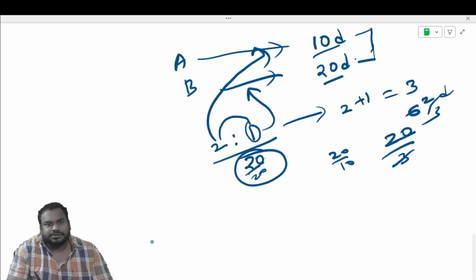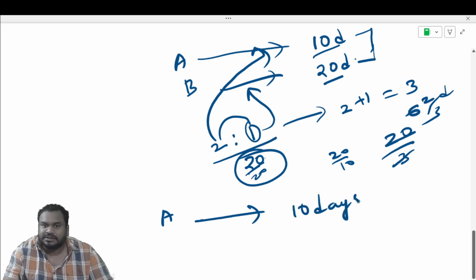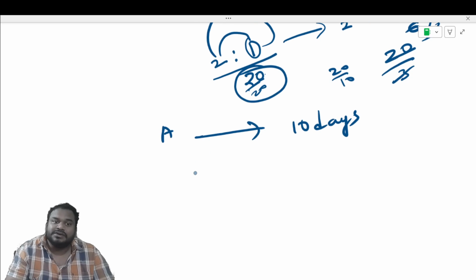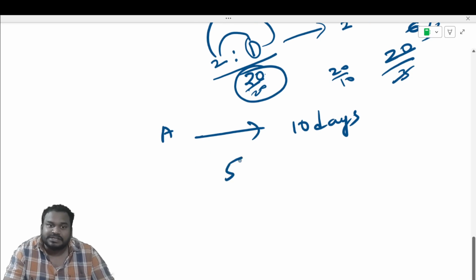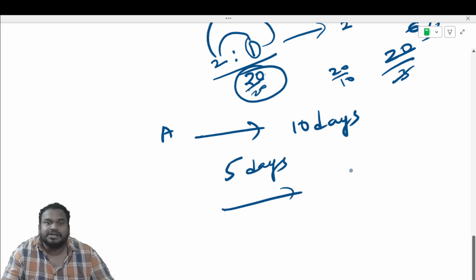Sometimes they will ask, a person A can finish a work in 10 days. Now what happened is, he did not work for 10 days. He worked for only 5 days. So what is the amount of work which is left after 5 days? You can directly say 50%, 50% of work.